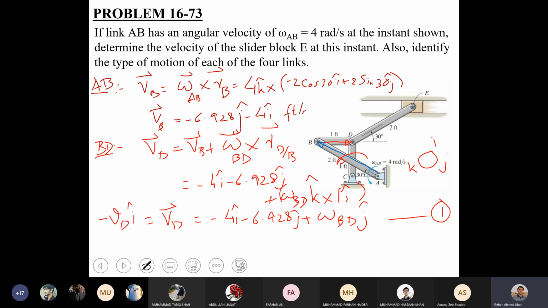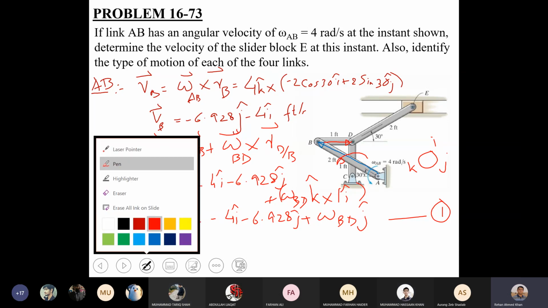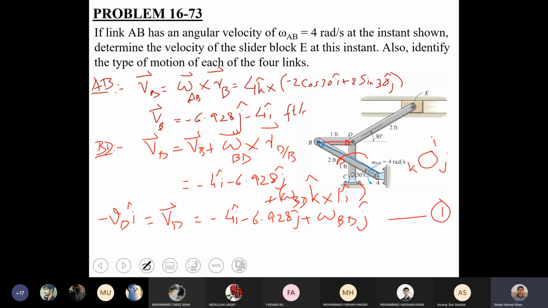Is this point clear? Yes, sir. Okay, so now you compare the I and J coefficients on both sides of this equation. Comparing the I coefficient, on the left hand side it is minus VD, on the right hand side it is minus 4. It means that VD is equal to 4 feet per second. Now, what does this 4 represent? It came out positive. What does that mean? Is the velocity going to the right? Left.